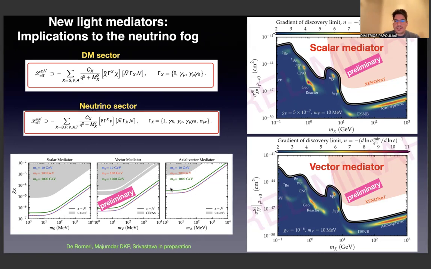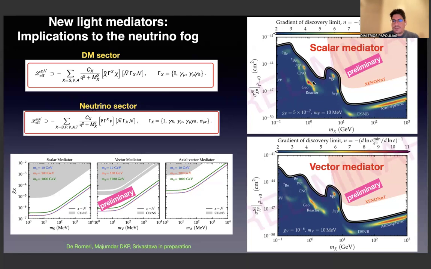So we're interested to see whether these constraints have any impact on the neutrino fog, and indeed they do. We have chosen these parameters for the scalar and the vector case, which respect the limits shown here on the left-hand side of your screen. And we have seen that the presence of new physics through the new mediators in the dark matter sector gives rise to an enhancement of the neutrino fog for the low energy components of the solar neutrinos.